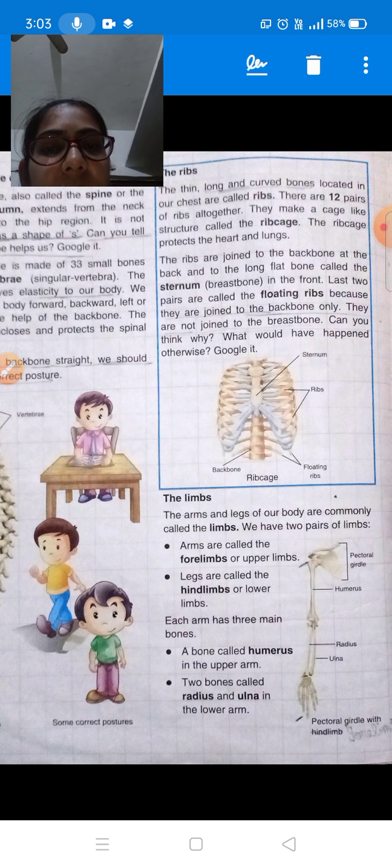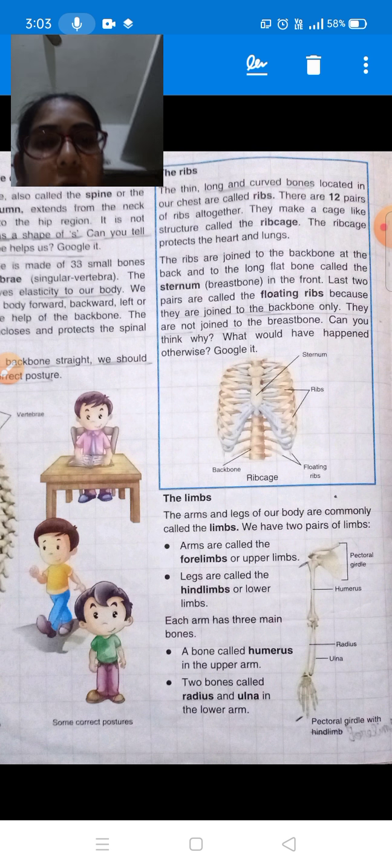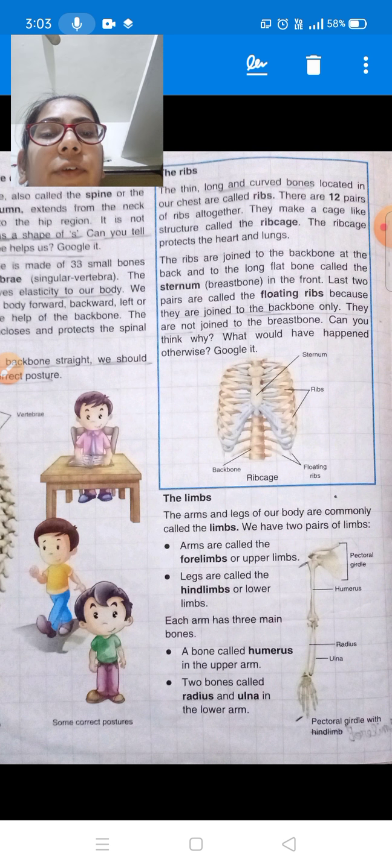So the thin, long and curved bones located in our chest are called ribs. There are a total of 12 pairs of ribs in our body. They make a cage-like structure called the rib cage.